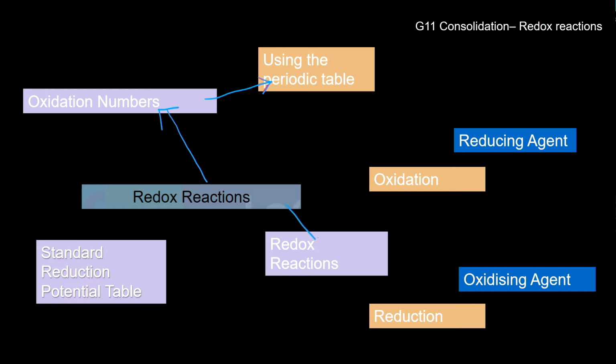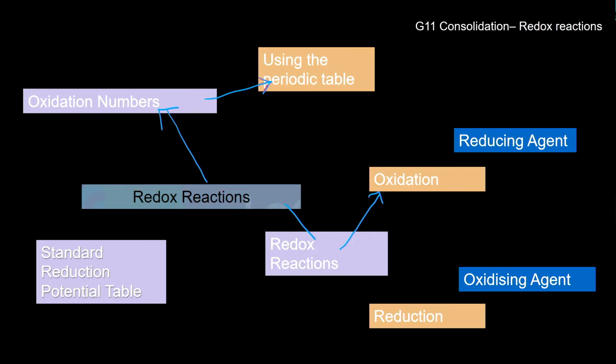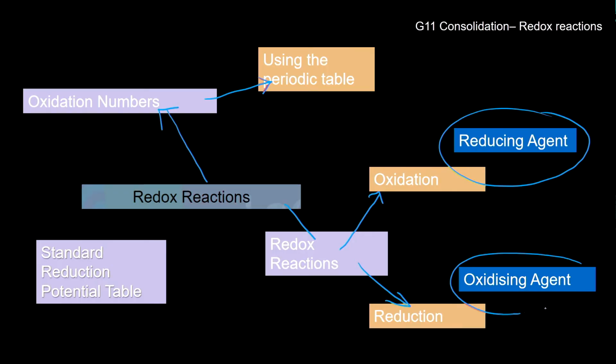Redox reactions, what do they comprise? They comprise oxidation, and that is where electrons are given away for the substance to become more positive or for the oxidation number to increase. That aids reduction, and so it is then called a reducing agent. The reduction half reaction is the substance that takes on those electrons that are given away, and in so doing aid oxidation, and so they are the oxidizing agent.